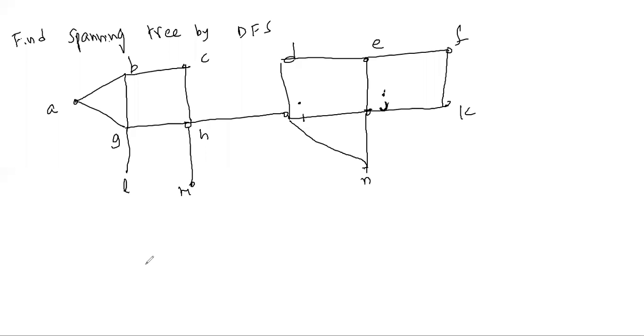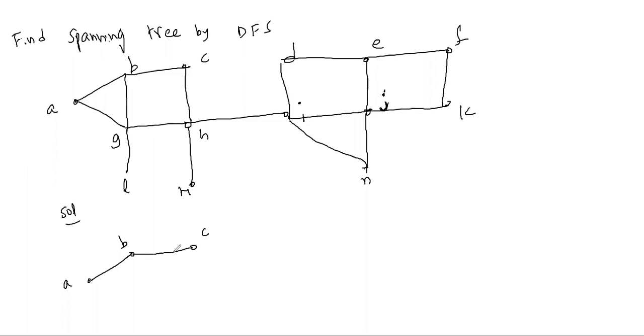How to find the spanning tree for this problem? See carefully. Solution by DFS method. Select any vertex. I'm choosing the vertex A. Starting with A, so go A to B. Okay, you have to go like one path. A to B. Next B to C.